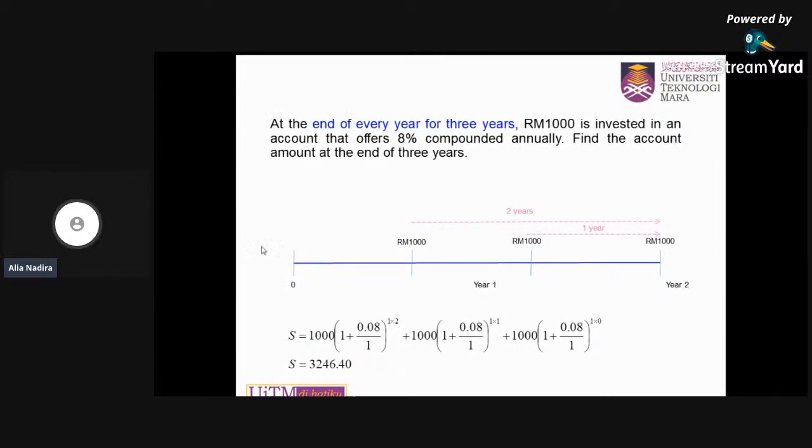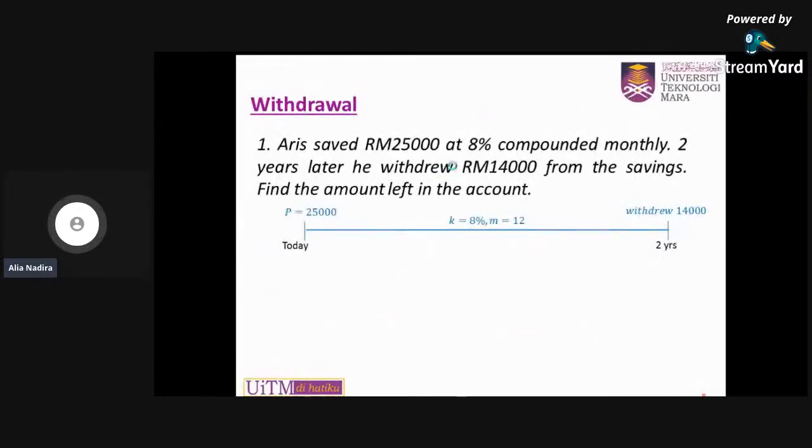Okay, so same goes as for this one, but this one is at the end of every year for 3 years. Okay, so for 3 years, they add up 1,000 ringgit, 1,000 ringgit.